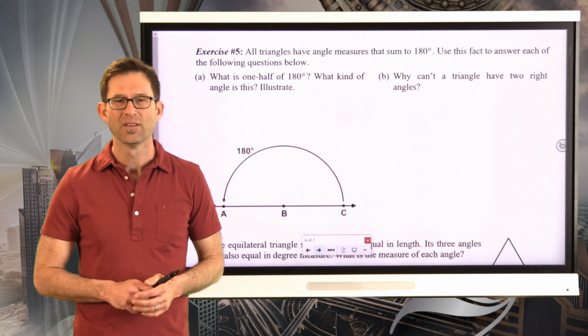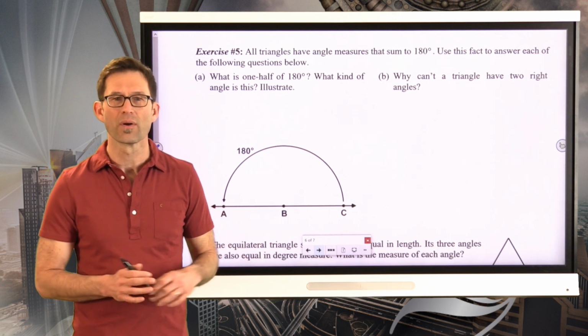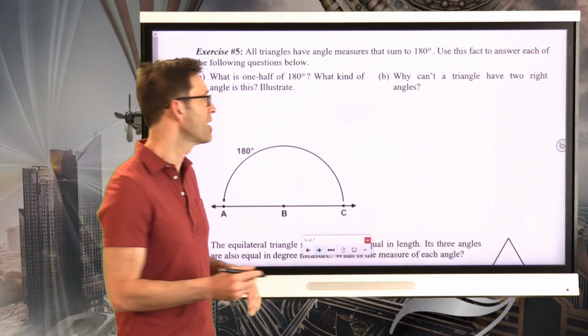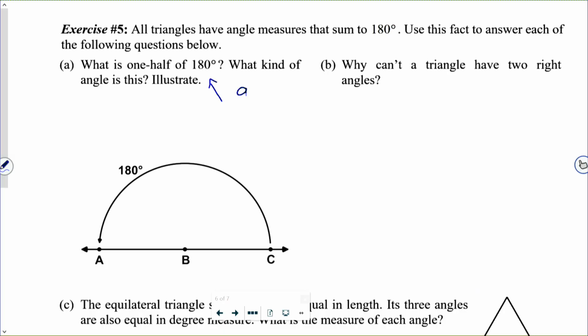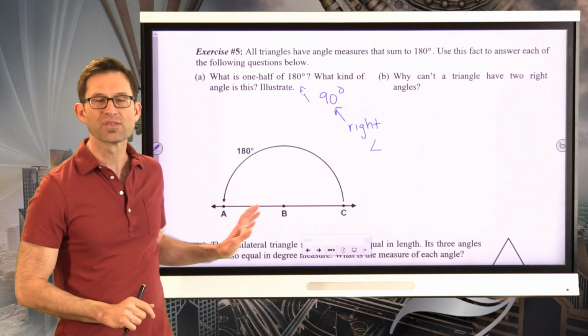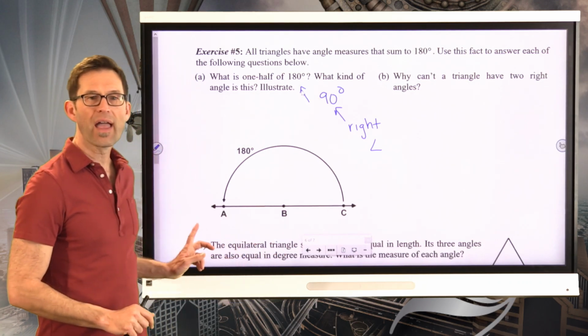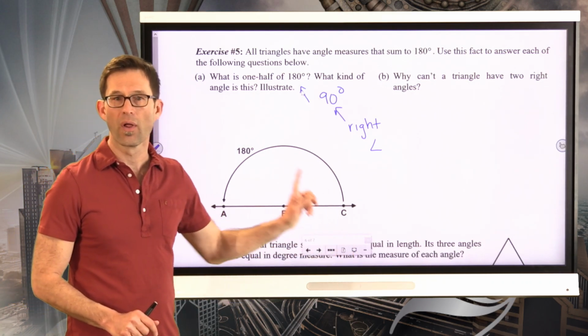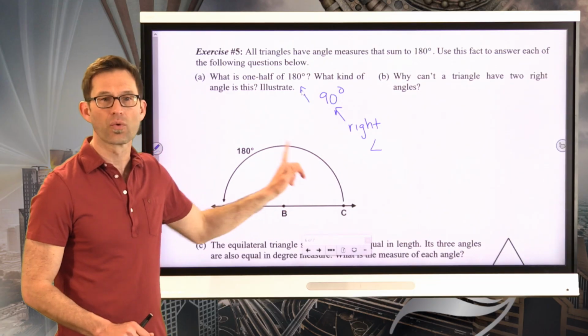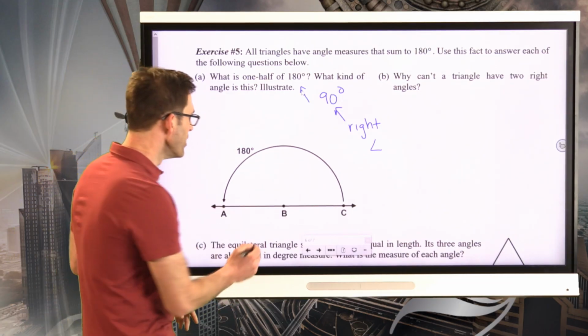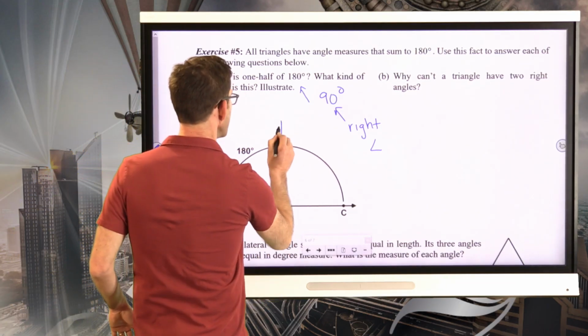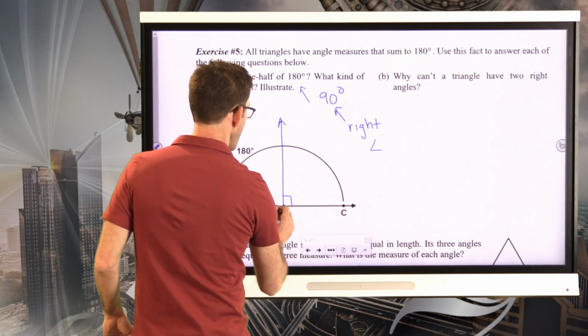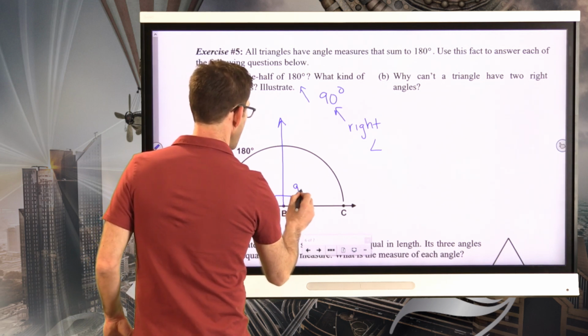Not yet, at least. This should be pretty easy. Let's talk about this together. What is 1/2 of 180 degrees? That's 90 degrees, right? What kind of angle is that? That's a right angle, right? And you can really kind of illustrate this using a straight angle, right? So angle ABC is a straight angle, and there's that 180 degree rotation, right? Half of it would be 90 degrees. Literally, you'd get a 90 degree angle here and a 90 degree angle here.